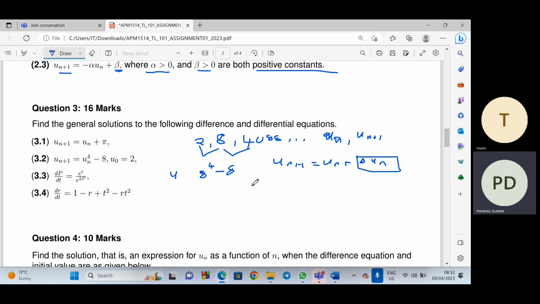If I take mu n plus 1 plus 8, it will be equal to mu n to the power 4. Then after that my mu n can be equal to, if I multiply by 1 over 4, mu n plus 1 plus 8 to the power 1 over 4.